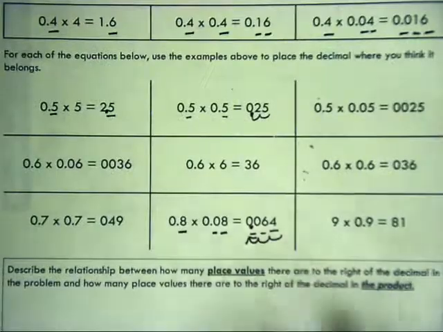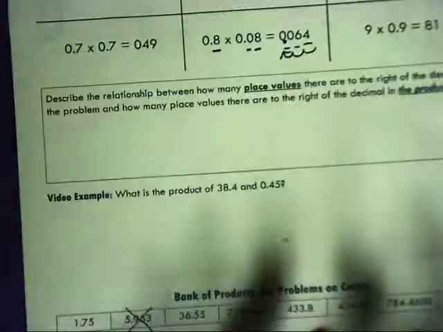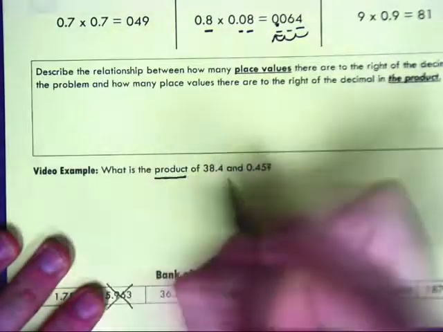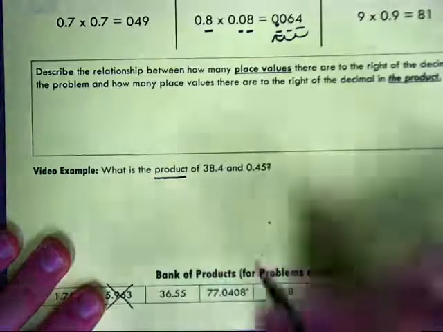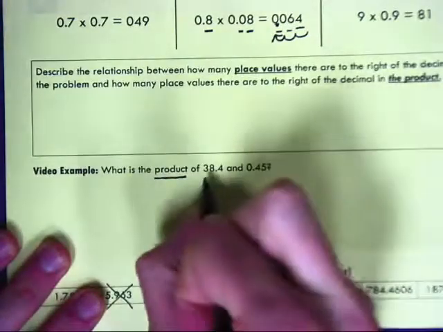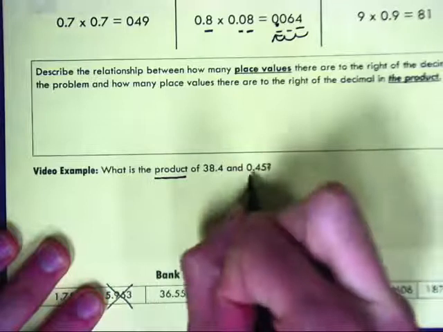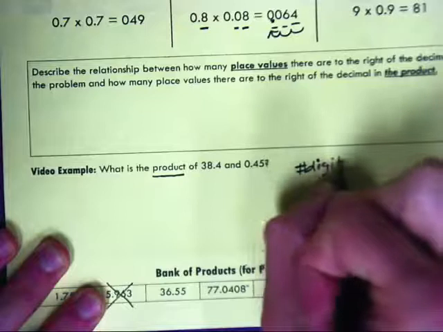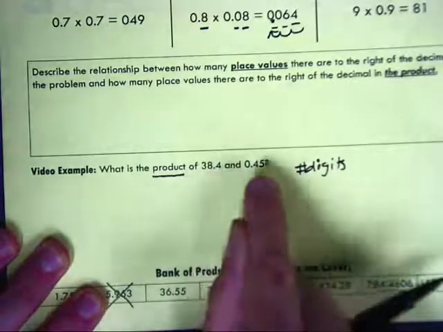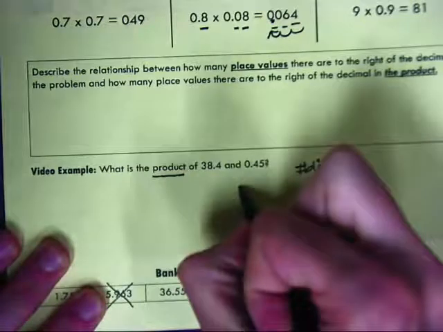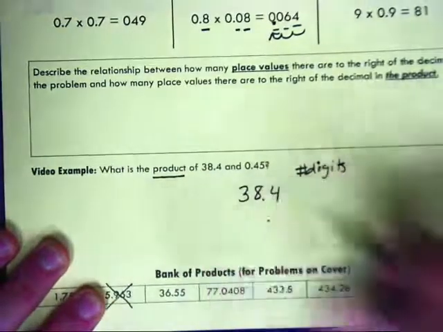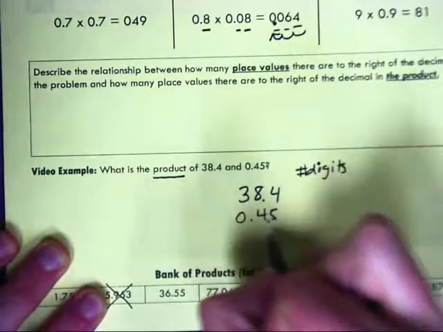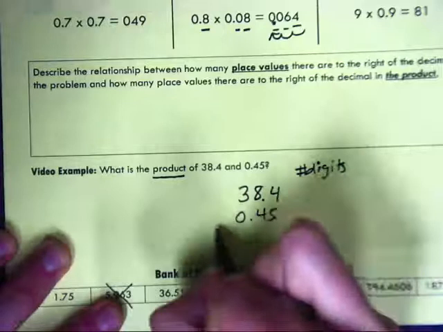So if we look down here, we're just going to do one together. That's always exciting. It says, what is the product of 38.4 and 45 hundredths? So the first thing I'm going to do, I see 1, 2, 3 digits. In this case, this has 3 digits and this has 3, so it doesn't matter which one goes on top. Usually the number with more digits goes on top. I'm including the decimals now, but they don't really matter.